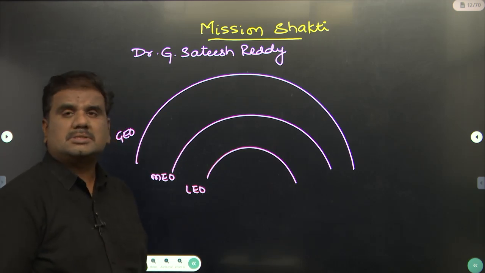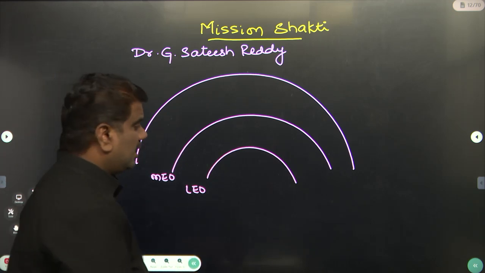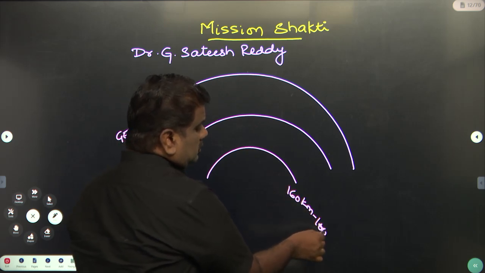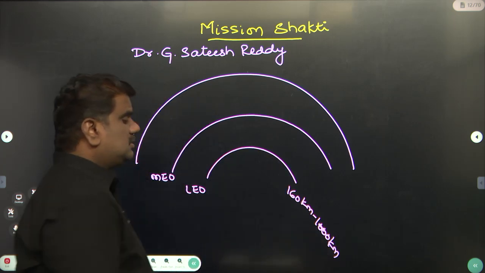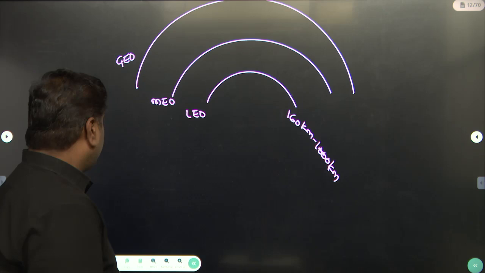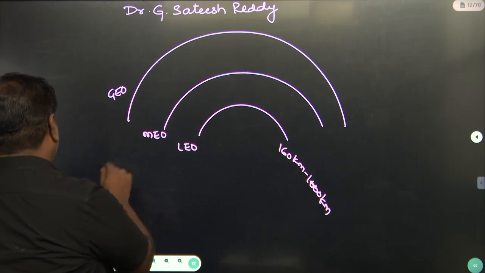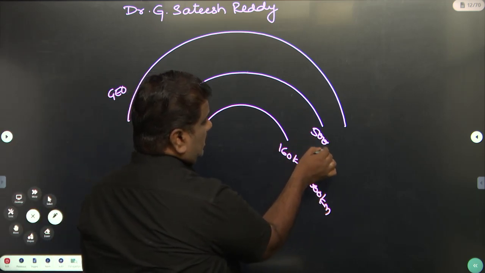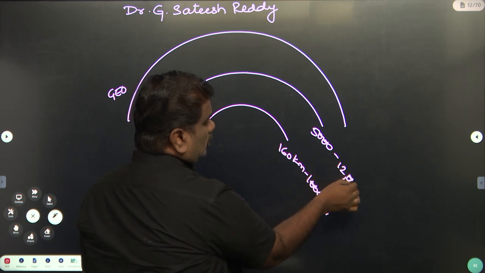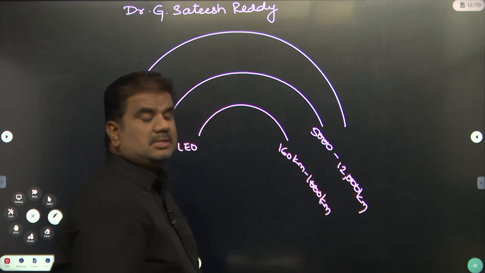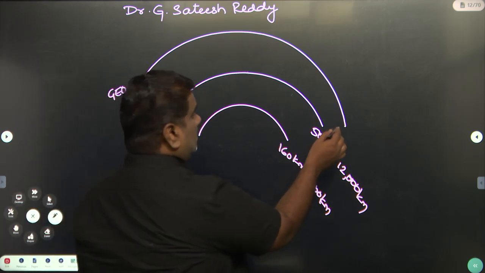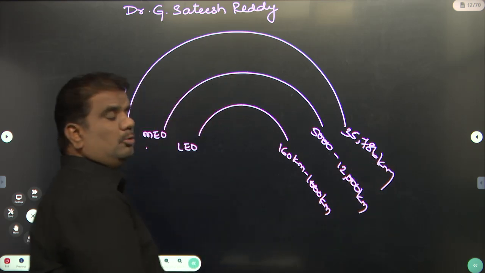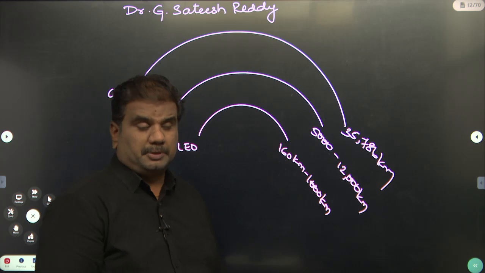We have already discussed that the LEO orbit is at a height of around 160 kilometers to 1000 kilometers. The MEO orbit is at a height of around 5000 to 12,000 kilometers. The GEO orbit is at a height of around 35,786 kilometers.